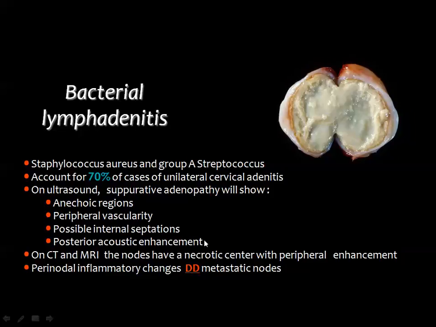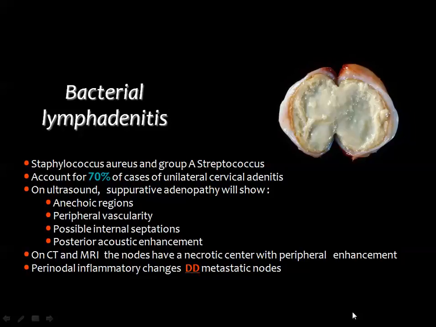Then you get the appearance of cystic changes and maybe posterior acoustic enhancement, similar to cysts elsewhere in the body. Then inflammatory nodes will affect the surrounding fat and the surrounding tissues. Then you get stranding of the fat, and this feature is not seen in the metastatic nodes.